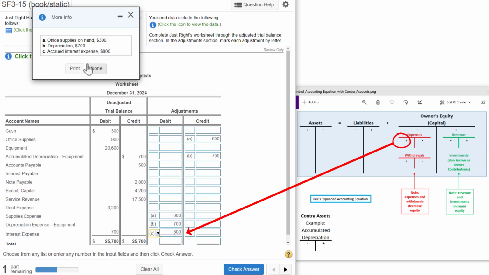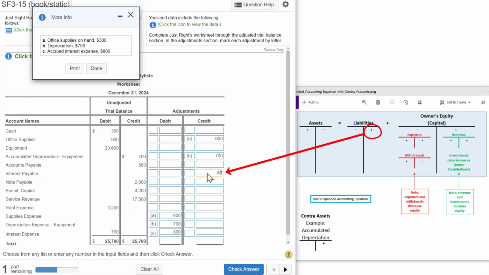Adjustment C. And because it's not been paid, we owe it. So what is the liability that shows that we owe interest? Interest payable. So I need to increase that with $800.